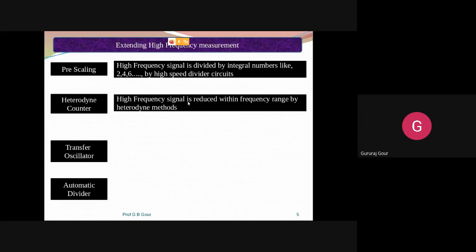Here the HF signal is reduced within the frequency range. The DFM, the digital frequency meter, will be there. Its inability is that it cannot measure high frequency. But what we are doing now, we are dealing with a high frequency signal. We reduce its frequency range, and that reduced one we will give again back to the DFM. That's all. DFM will be there.